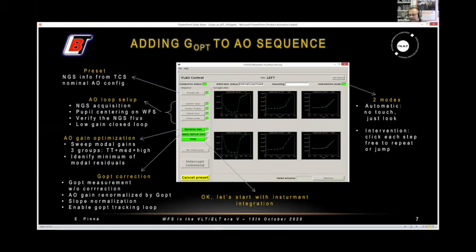This can be done in two ways. One is automatic mode, where all the steps are done automatically by the machine, so you don't touch anything, you just look. The other one is intervention mode, for when the target is a bit more tricky or at the edge of the capability of the system. You can put intervention mode and go back and forth, or jump from one step to the other.